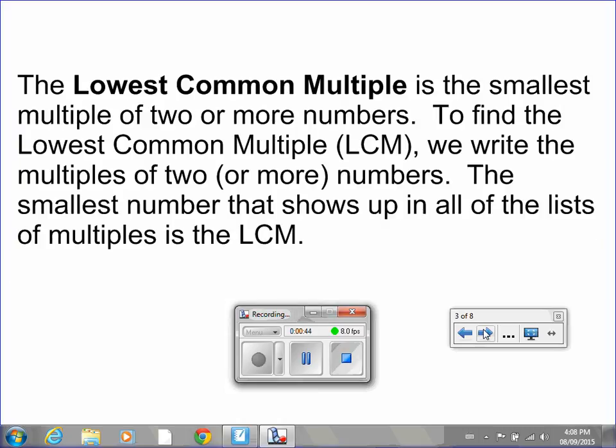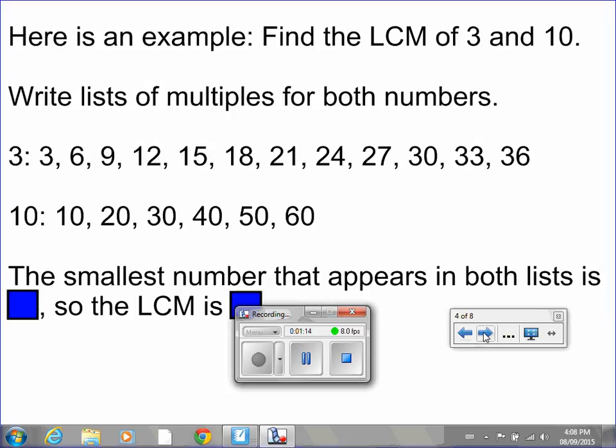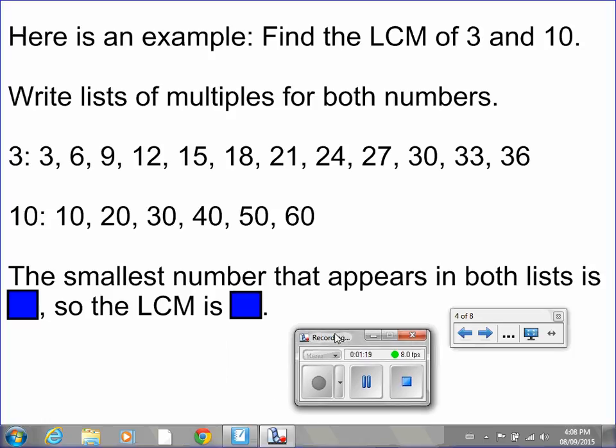The lowest common multiple is the smallest multiple of two or more numbers. To find the lowest common multiple, or LCM, we write the multiples of two or more numbers. The smallest number that shows up in all of the lists of multiples is the LCM. If you're thinking that this sounds just like greatest common factor, you're right, except it's almost like we're doing the opposite, as you'll see in these next examples.